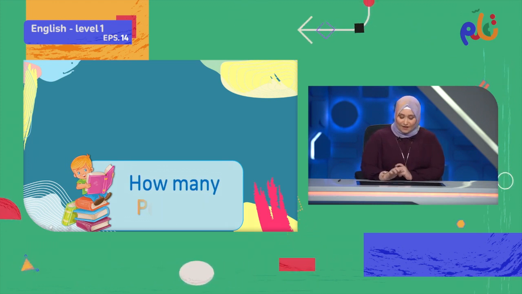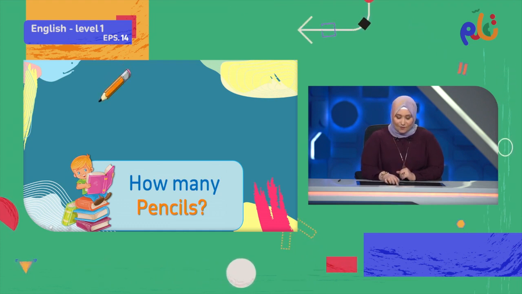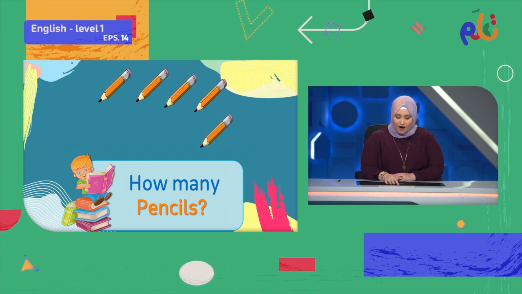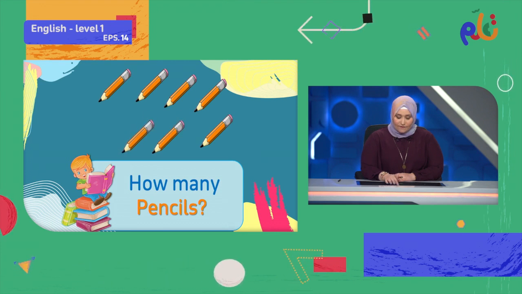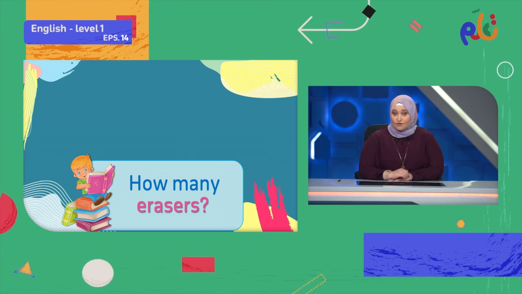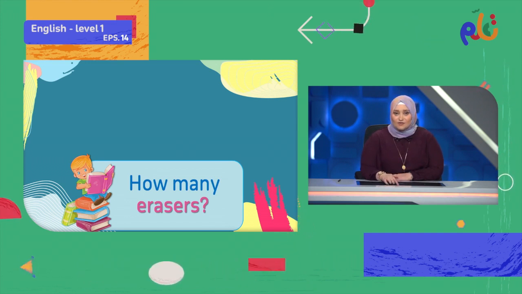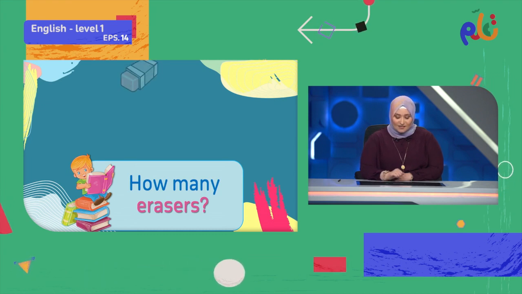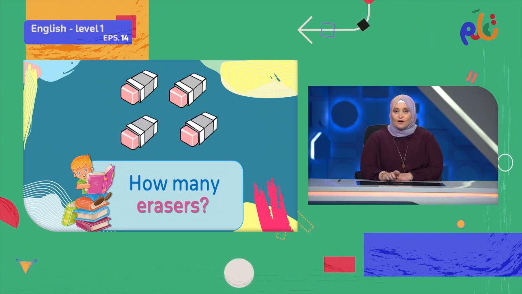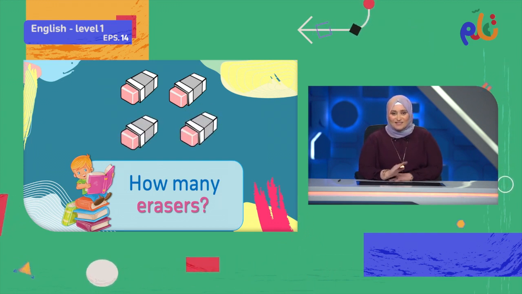Let's see the following. How many pencils can we see? We're now learning how to count the numbers together. How many pencils can we see? 1, 2, 3, 4, 5, 6, 7, 8. We could see 8 pencils. Now let's take another example. How many erasers can we see? 1, 2, 3, 4. We could see 4 erasers in this picture.